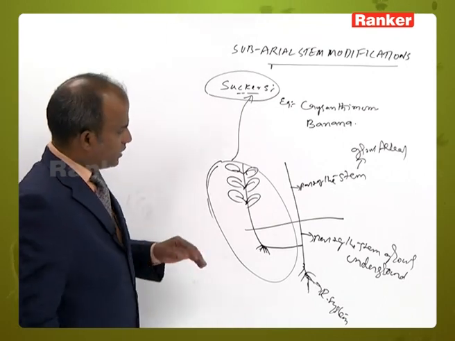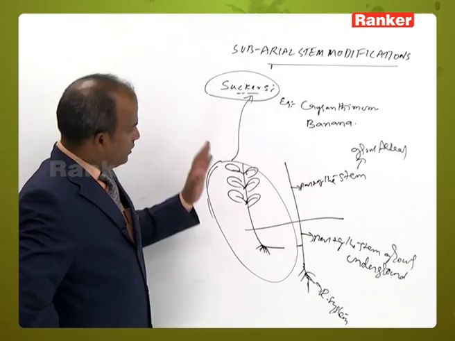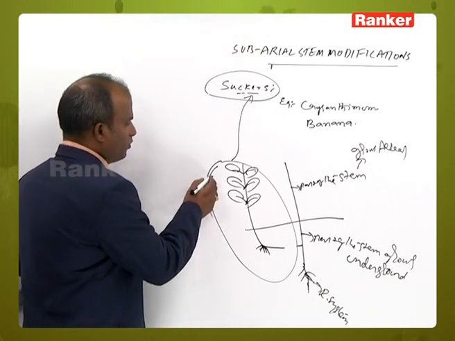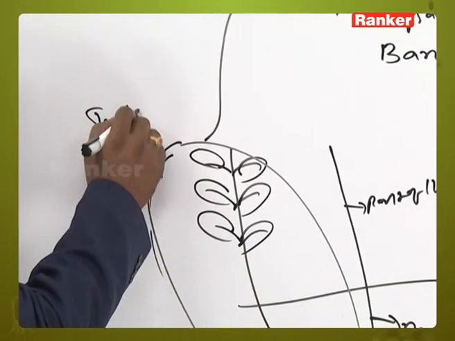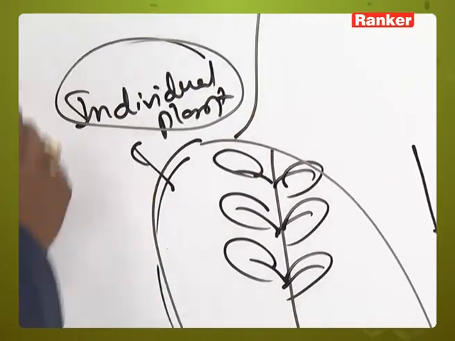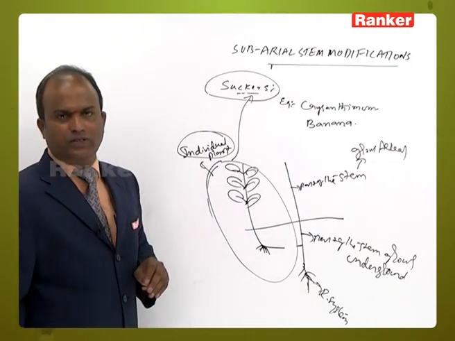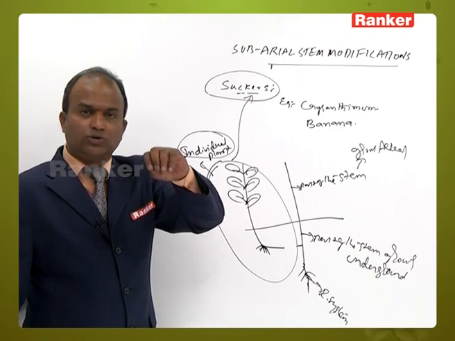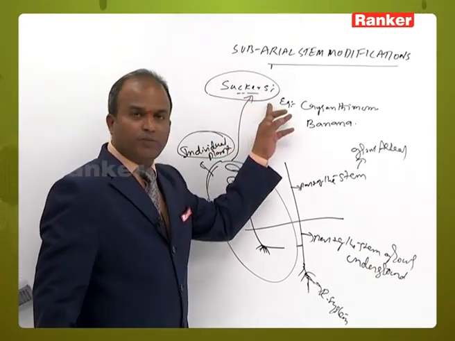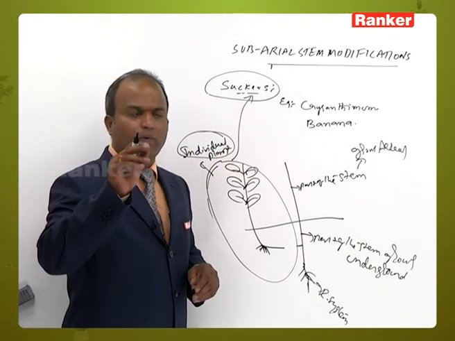If this branch gets separated from the mother plant, this sucker develops into an individual plant. I explained about runners, which play an important role in vegetative propagation. I explained about stolons, which play an important role in vegetative propagation. And now I explained about this sucker, which also plays an important role in vegetative propagation.